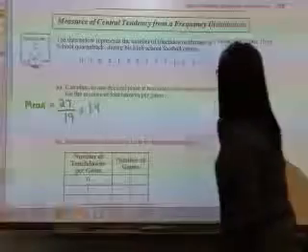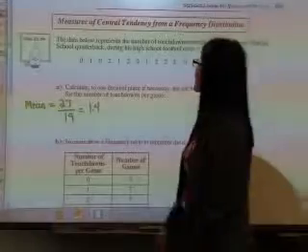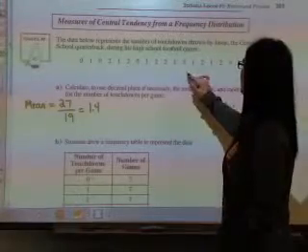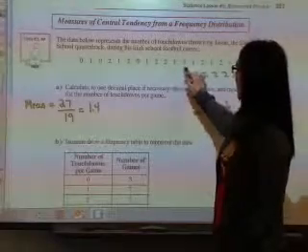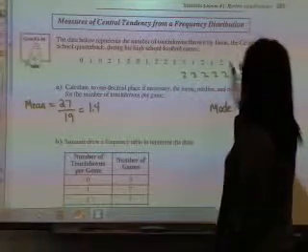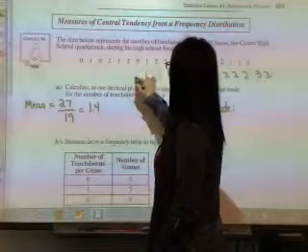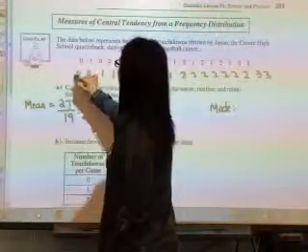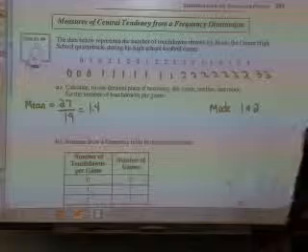Let's look at the mode next. Definitely 2. How many 2s do I have? 1, 2, 3, 4, 5, 6, 7 2s. And then I had 2 3s. How many 1s? 1, 2, 3, 4, 5, 6, 7 1s. And 3 zeros. So the mode is 1 and 2. There are 2 modes.